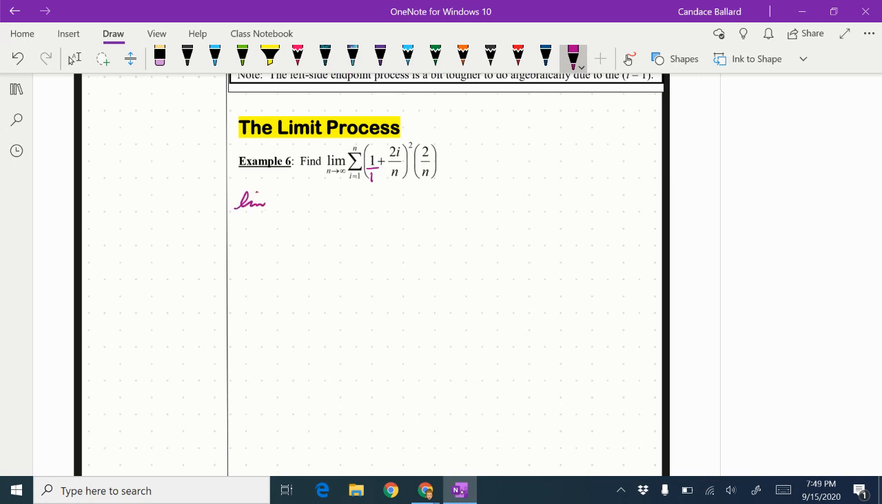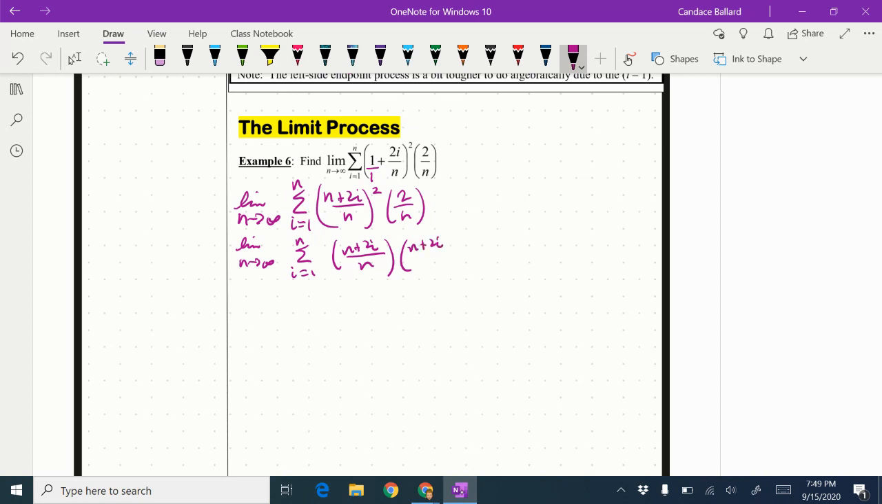So I'm going to have the limit as n approaches infinity of the sum of i, I'm going to keep wanting to write an n there, of i equals 1 to n of n plus 2i over n, and we're going to square that times 2 over n. Now I'm going to go ahead and FOIL this piece here, which means I'm really writing the limit as n approaches infinity of the sum of i equals 1 to n of n plus 2i over n times n plus 2i over n times 2 over n.